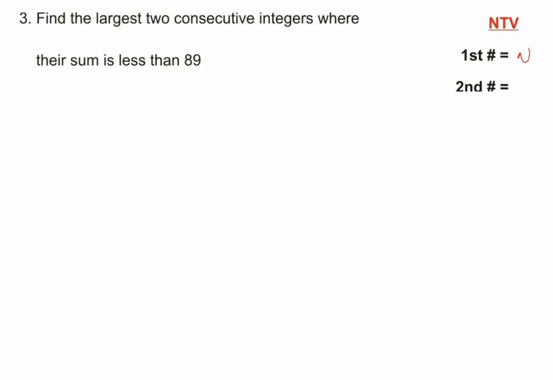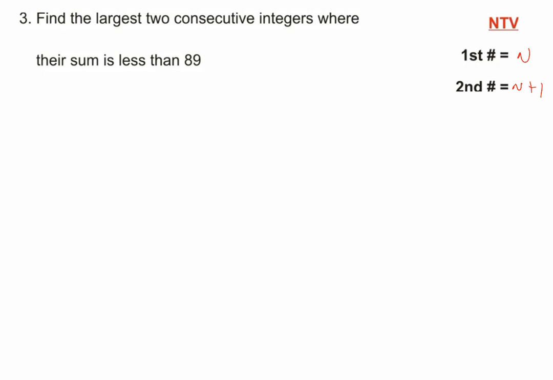We have two consecutive integers, so what would the second number be? It is n plus 1. Consecutive means right after each other. Consecutive even would be n plus 2. Consecutive odd, n plus 2. Consecutive, n plus 1. Find the largest of two consecutive integers where their sum is less than 89.